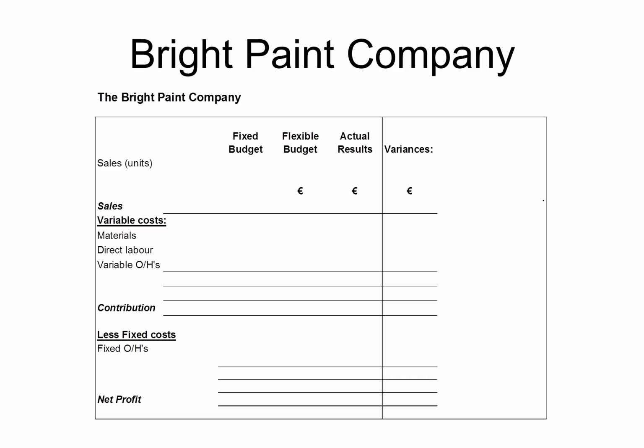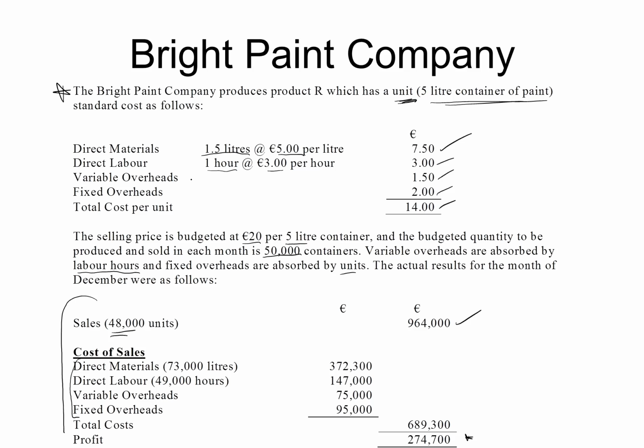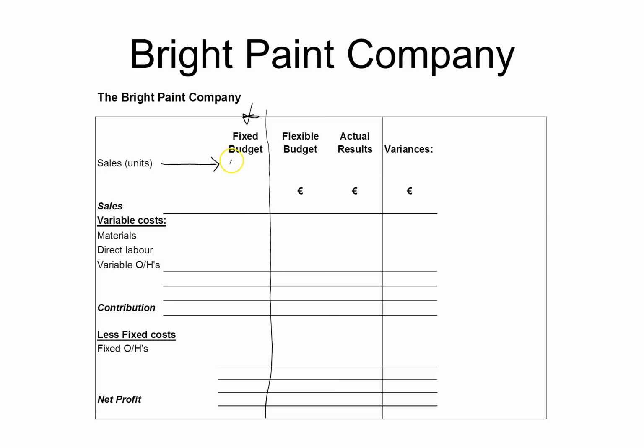So what I'm going to do is I'm going to start by constructing this, or filling in this particular budget control statement, and I'm going to start off with the original fixed budget. So we start off by reconstructing the original fixed budget. Now, what I'll do is I will put in here the original budgeted units. So if I go back to the question, we can see that the original plan was to produce 50,000 units. So I'm going to put that in there.